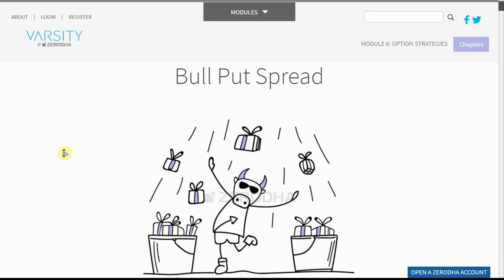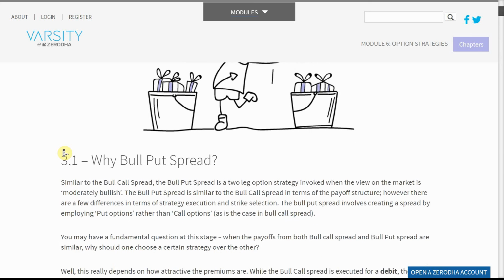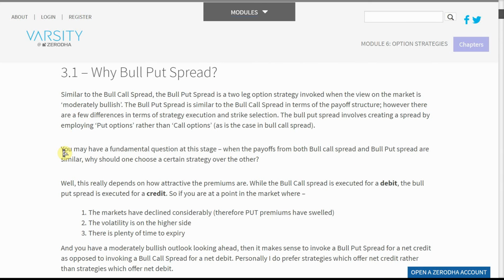Chapter 3. Bull Put Spread. 3.1 Why Bull Put Spread? Similar to the bull call spread. The bull put spread is a two-leg option strategy invoked when the view on the market is moderately bullish. The bull put spread is similar to the bull call spread in terms of the payoff structure. However, there are a few differences in terms of strategy execution and strike selection.